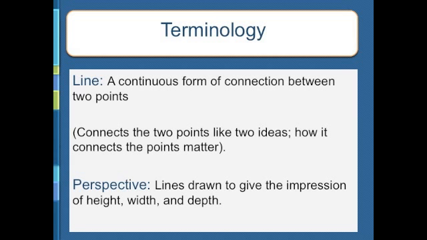So the first one we talked about, line. Line is a continuous form of connection between 2 points. It really connects 2 points like 2 ideas. Now, unlike what we might talk about in terms of mathematics, it doesn't have to be a straight line. It just has to be a way of connecting, and the way that we get between the 2 points makes a difference. The other term that we talked about is perspective, and this is how line draws to give an impression of height, width, and depth.